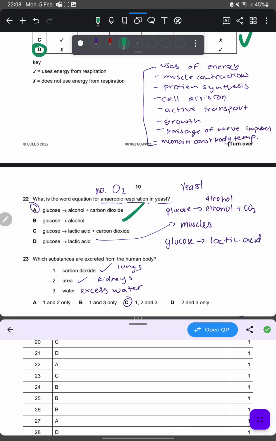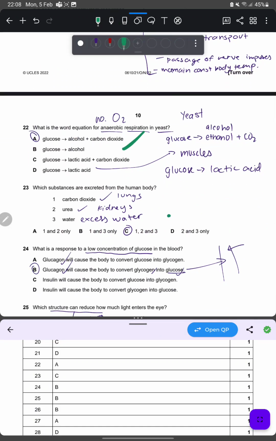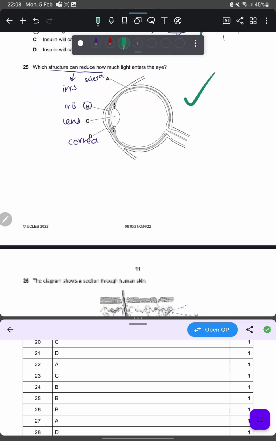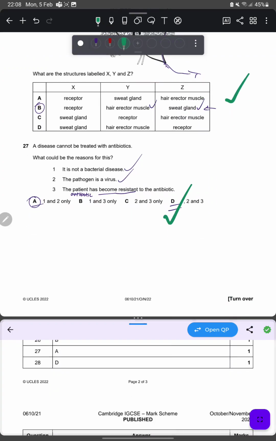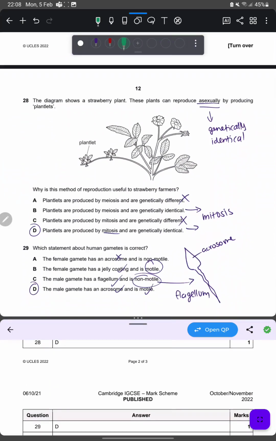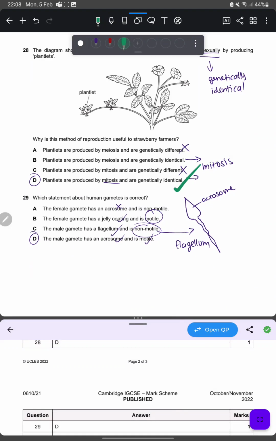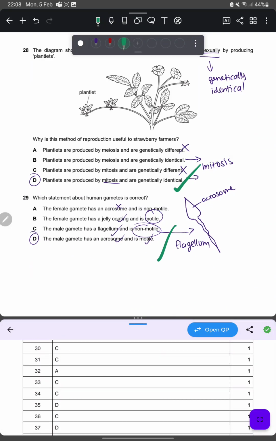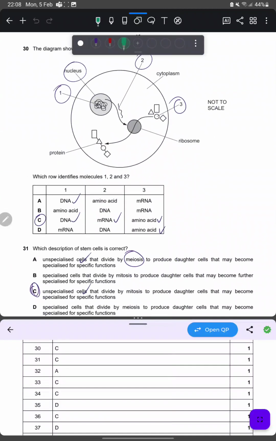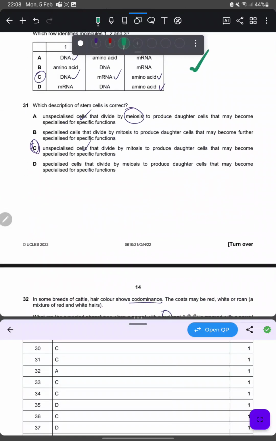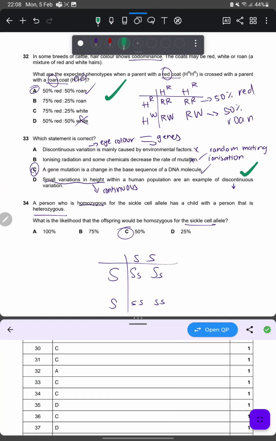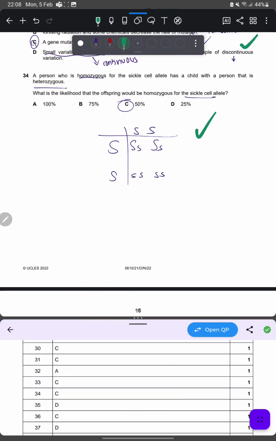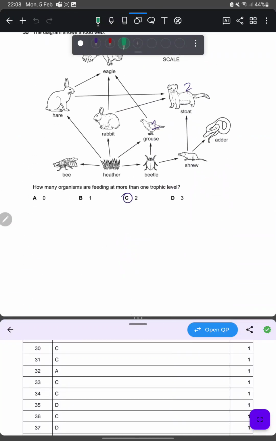22 is A, 23 is C, 24 is B, 25 is B, 26 is B, 27 is A, 28 is D, 29 is D. Oops. Okay, 30 is C, 31 is C, 32 is A, 33 is C, 34 is C, 35 is D. Oh, it's D.